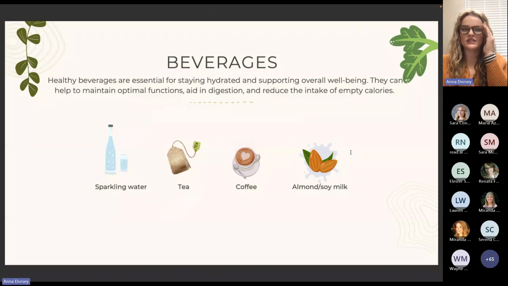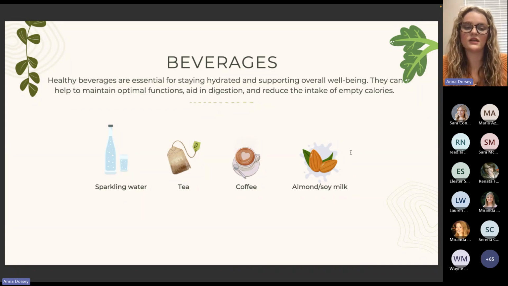And then we want to talk about beverages. It's so incredibly important to stay hydrated, and overall that helps support your well-being. Beverages and drinks in general help maintain optimal functions and they aid in digestion. And also a lot of beverages can support the intake of a lot of calories, or they can reduce the intake of these calories. So here are some beverage options that we would like to encourage you to think about drinking.